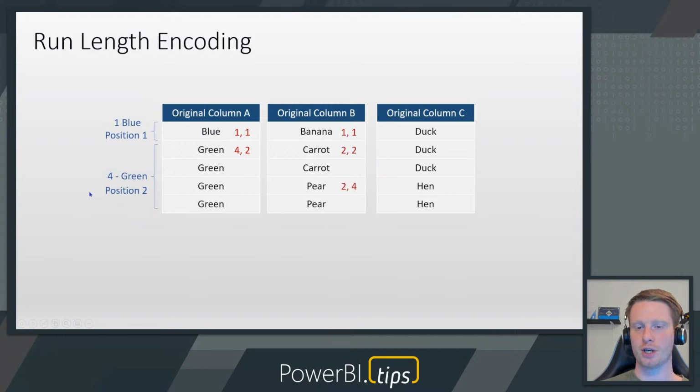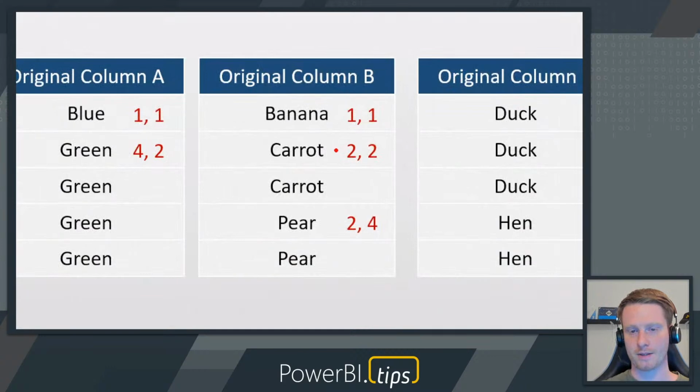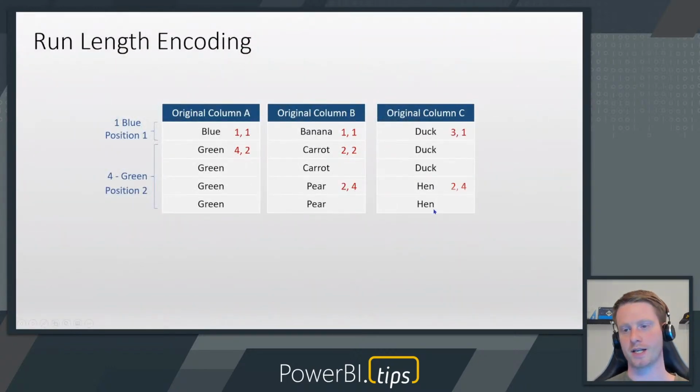And then let's look at banana, or column B. There's one banana at position 1. Then we have 2 carrots, so there's 1, 2, and this starts at position 2. And if we look 1, 2, 3, 4, there's 2 pairs, so we say there's 2 pairs and it starts at position 4. And let's do this for duck and hen: 3 at position 1, and then there's 2 at position 4.